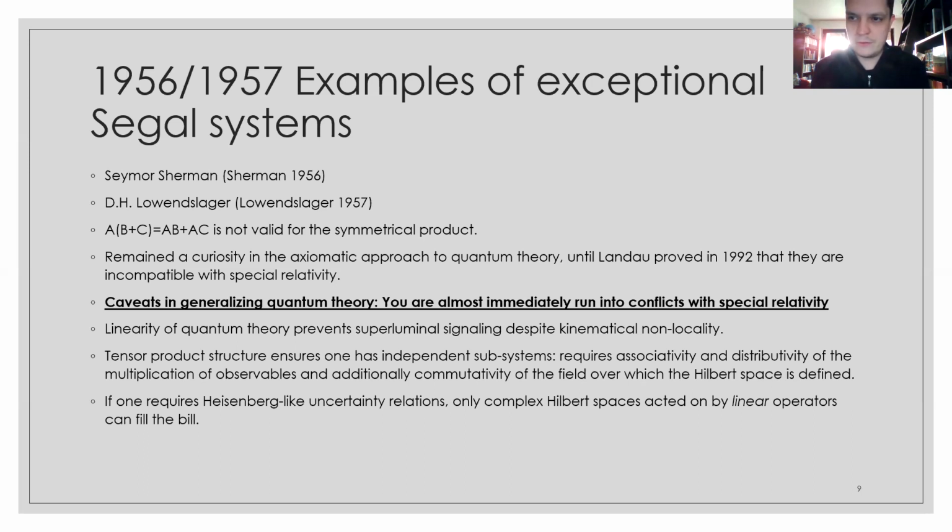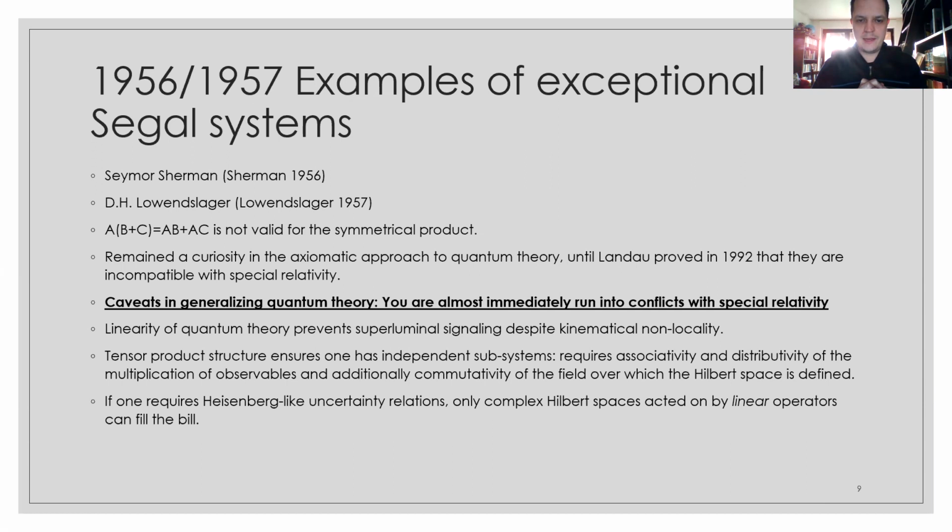I think you might have heard about entanglement or EPR correlations. And in quantum theory, the linearity of the theory prevents you from using the non-local correlations to signal faster than the speed of light. And this is one of the biggest showstoppers if you try to generalize quantum theory. If you try to describe two subsystems of a larger system, in quantum theory, you use the tensor product.